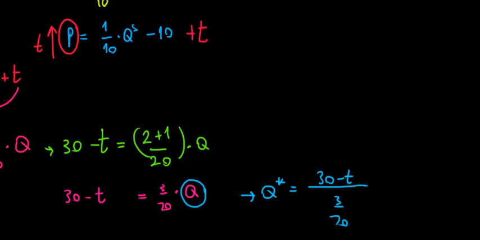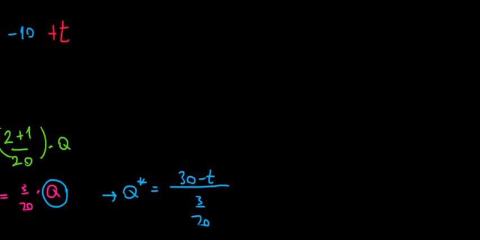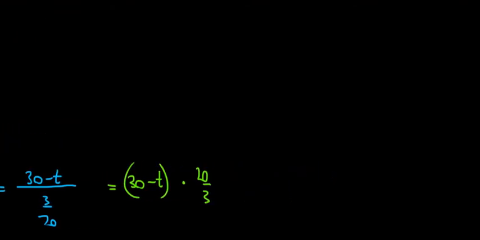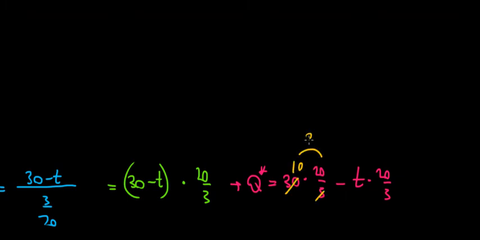What does it mean to divide by 3 over 20? That means to multiply with the inverse. So the quantity after the tax is going to equal 30 minus the tax times 20 over 3. Now let's multiply every term with 20 over 3 to open the brackets. So the quantity in equilibrium is equal to 30 times 20 over 3 minus the tax times 20 over 3. Now 30 divided by 3 is equal to 10. 10 times 20 is equal to 200, which means that the quantity after the tax is equal to 200 minus 20 divided by 3 times the tax. That's the quantity in equilibrium in the market after the tax.